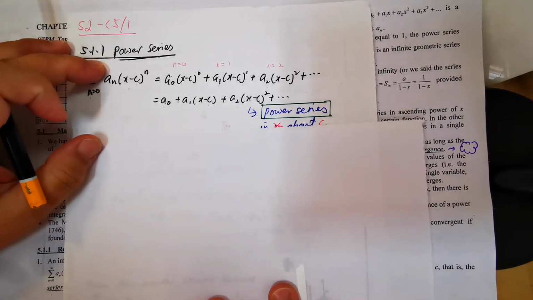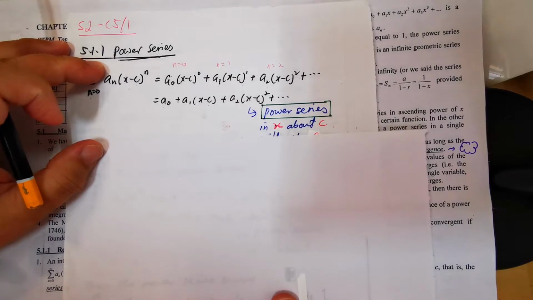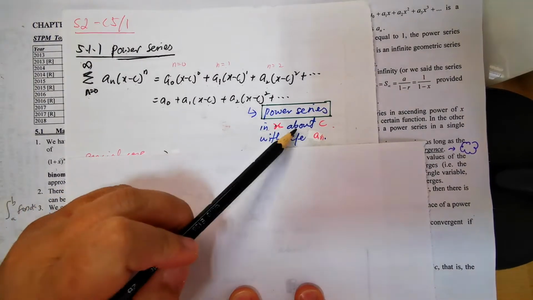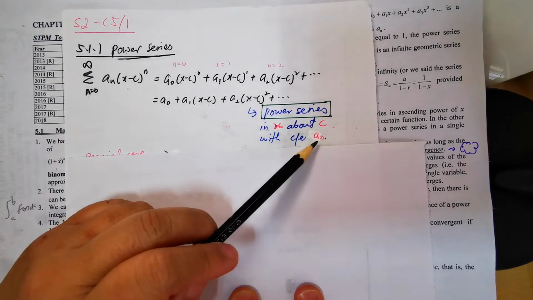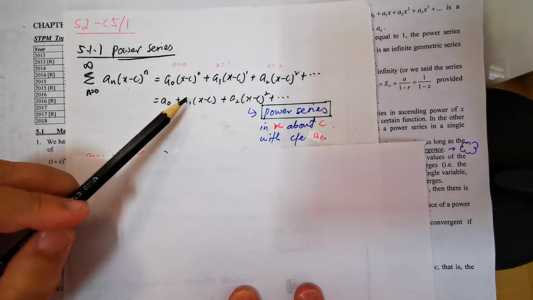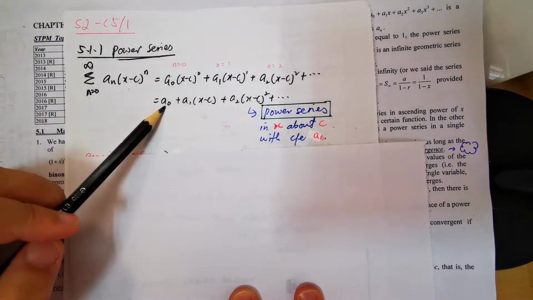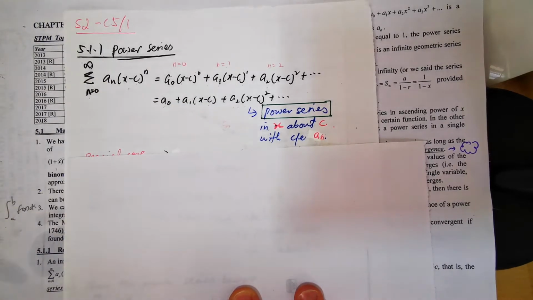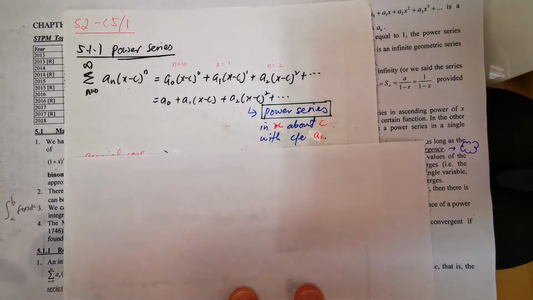Okay, so we call this power series in x about c with coefficient an. This is the coefficient for each term. A0, A1, A2, the coefficient is an. All right, so this is the meaning of power series.